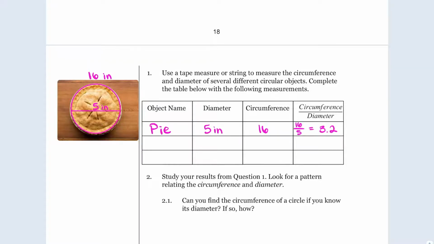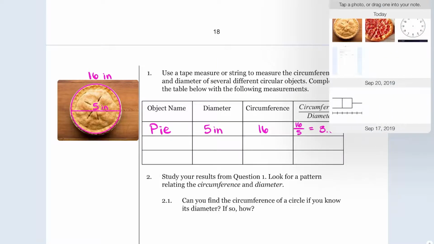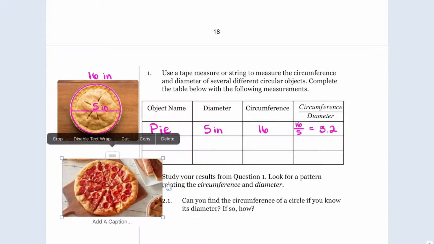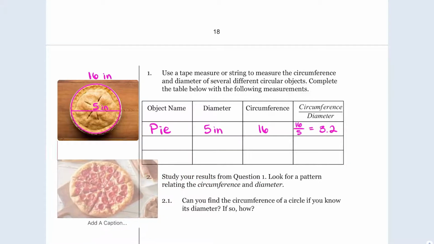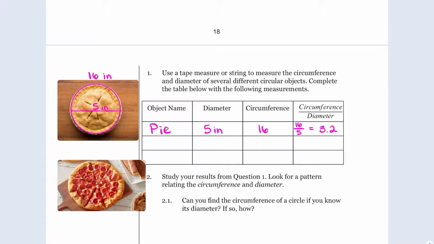We're gonna look at some more circular objects here, and we're gonna try and see if we can find a pattern relating the circumference and the diameter here. Okay, let's take a look. I have 2 more photos for you guys. I have a pizza. And of course, this is a vegan pepperoni pizza. I knew you guys were thinking that.